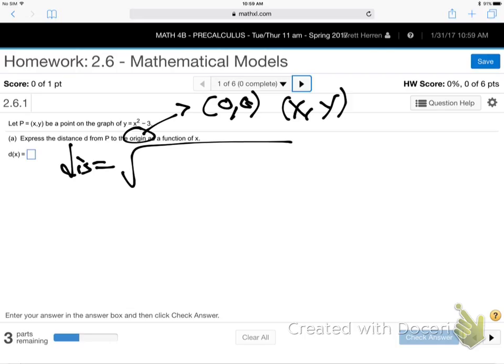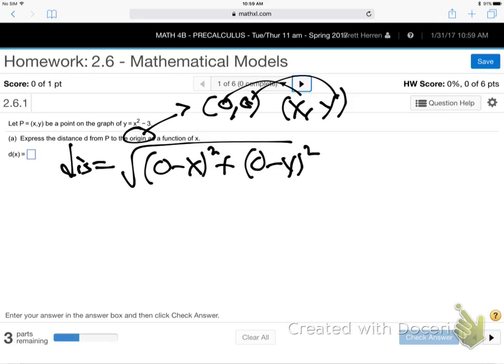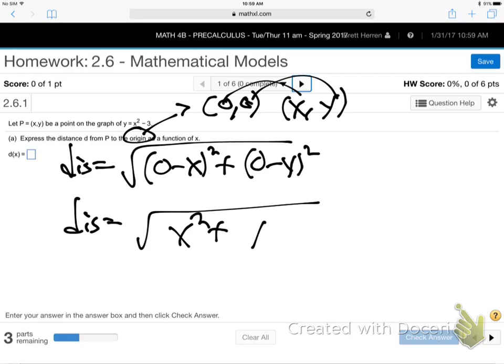And the other point, they just want you to use a general x, y. Just call it x, y, because we don't know what it is. It's just some other point, x, y. So your 2 points are 0, 0, and x, y. So then just go 0 minus x squared plus 0 minus y squared. Make sense? I just did the 2 x values and the 2 y values. So then the distance formula is square root of x squared plus y.